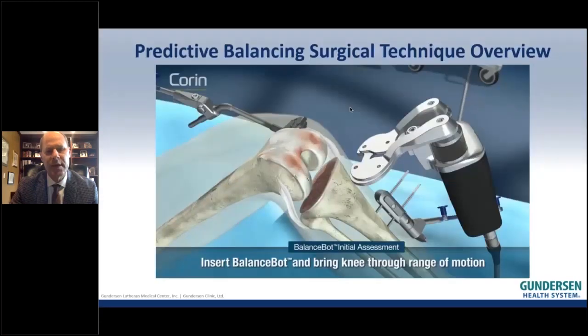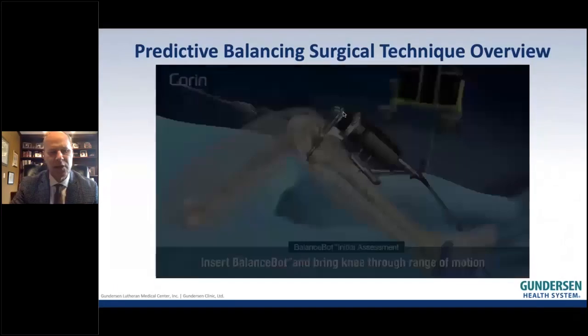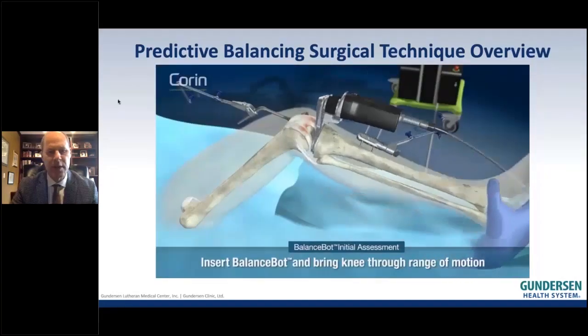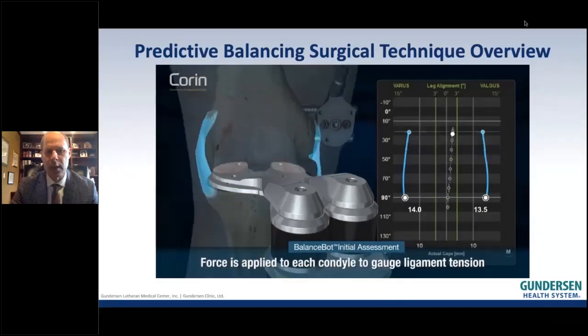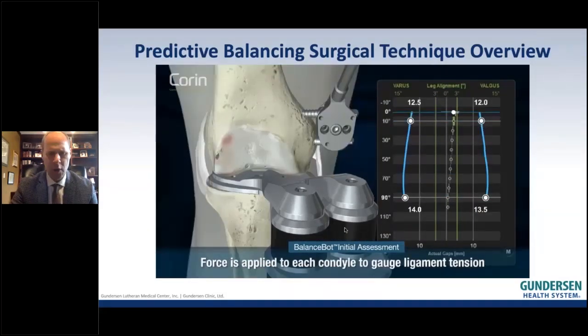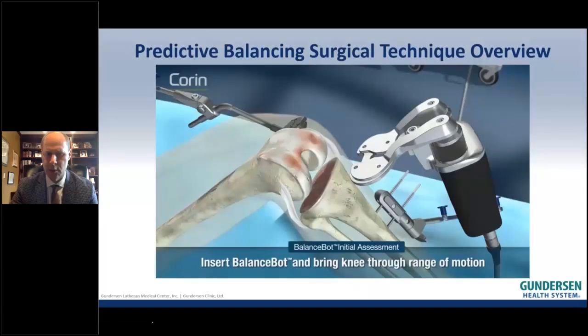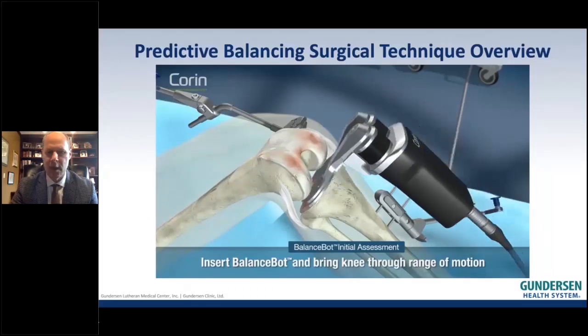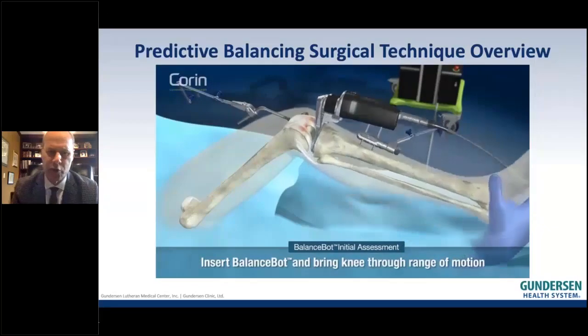So this is the BalanceBot technique. It's a tibia first technique. Here we've made the tibial cut with a navigation technology. And then we put the BalanceBot in the knee, and the BalanceBot is going to go through a range of motion and give you a graph here that, let's do that again. There we go. It's going to provide a graph that is going to give us gap data throughout the range of motion.